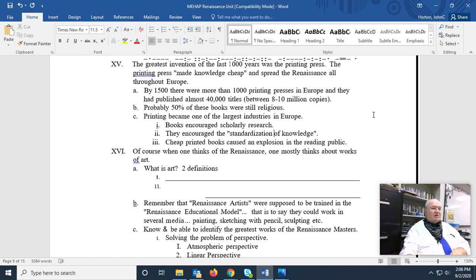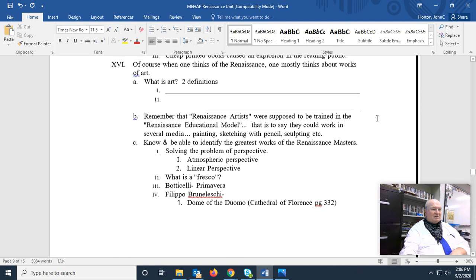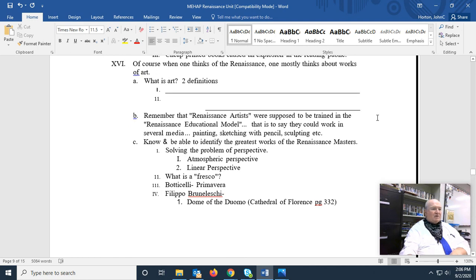Okay, let's go on and talk about art. Yes. Of course, when one thinks of the Renaissance, one thinks about works of art. What is art? 2 definitions. Both of them are cheap and easy. Definition 1 is the technical definition. What is art? Art is, wait for it, 4 words, expression on a medium.